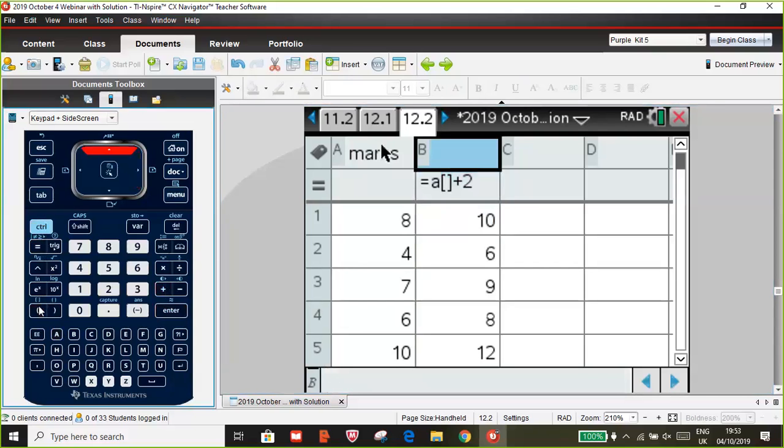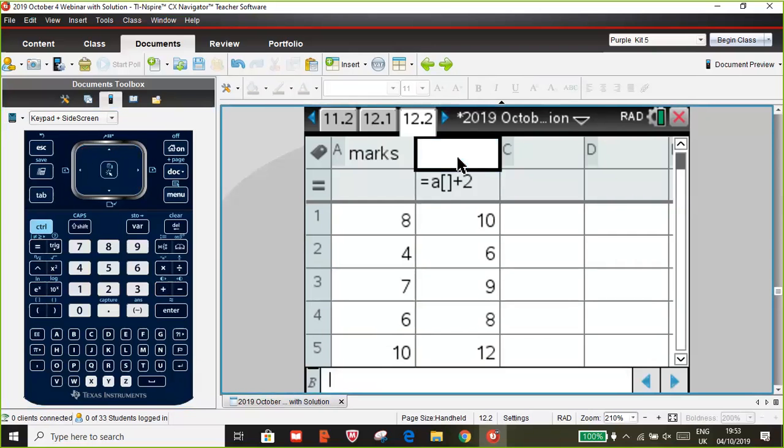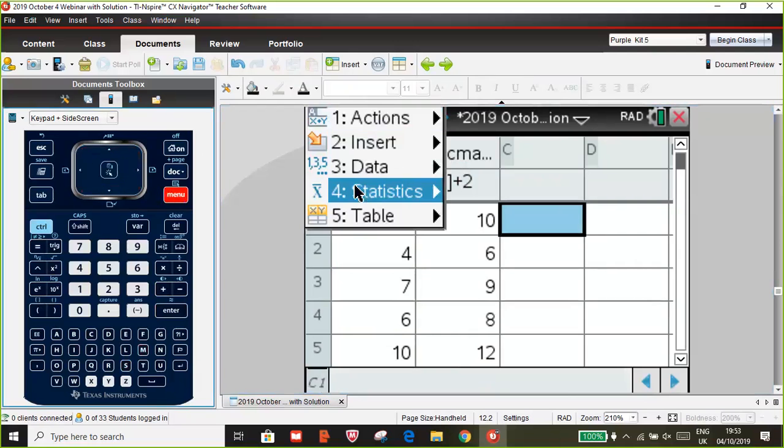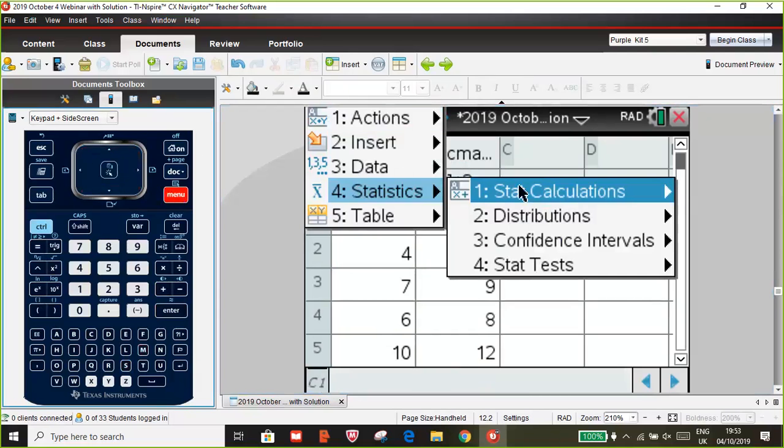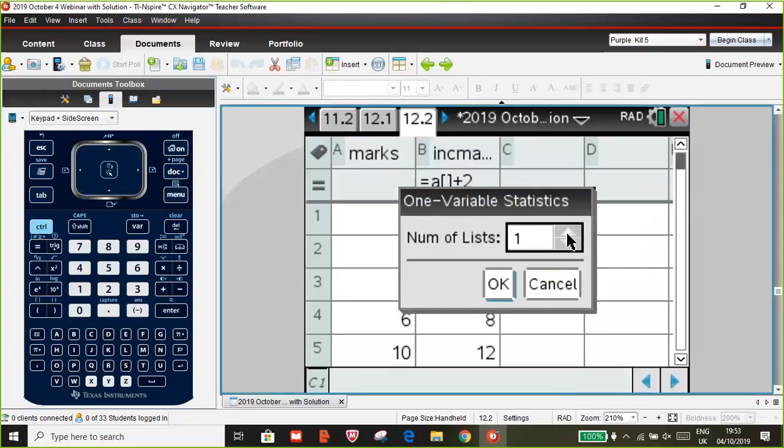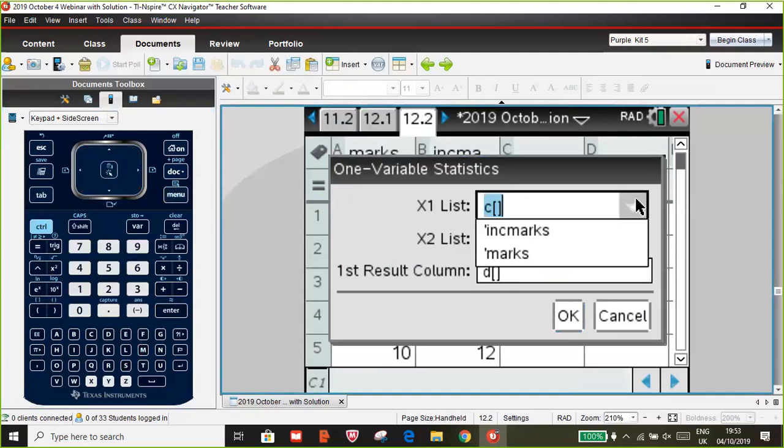And it's good practice to name it after you do it. Name this Increase marks. Then I will get the calculator to do all the statistical calculations for me. This is a 1 variable statistics step, so I press menu, statistics, calculations, 1 variable, but I have 2 lists. So list 1 is marks, list 2 is increase marks.